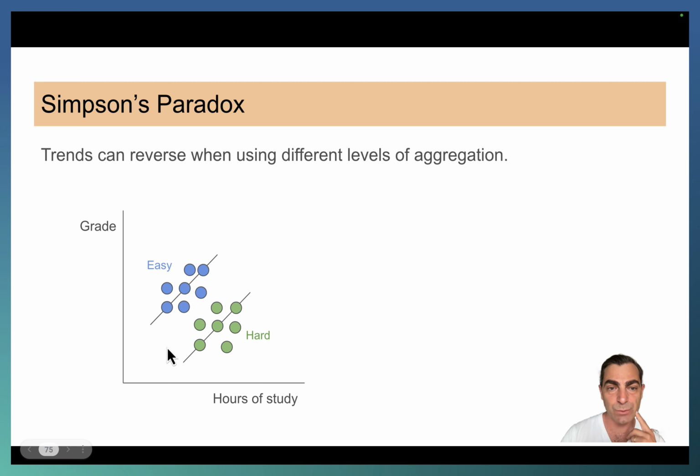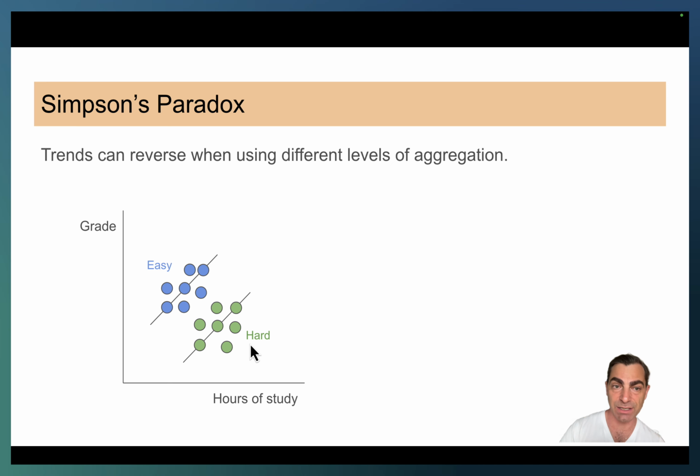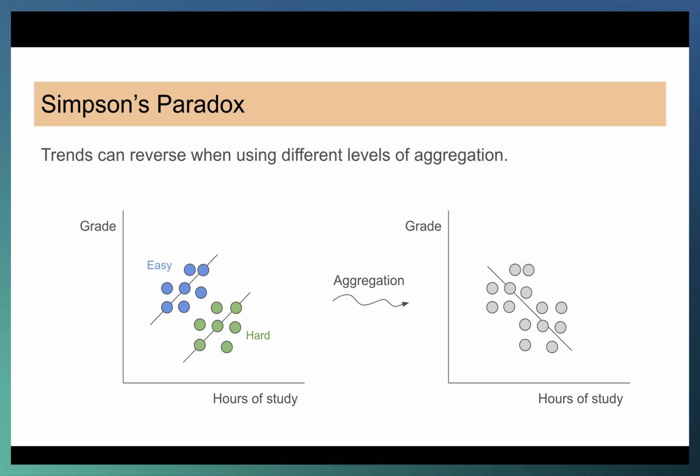For the hard course, we also see the same correlation. The more a person studies, the more typically they tend to get a higher grade. However, for a hard course, on average, students spend more time studying, and they also tend to get overall a lower grade, right? Now, if we remove these two groups and group the data together through aggregation, what we get is an inverse trend, which is paradoxical.